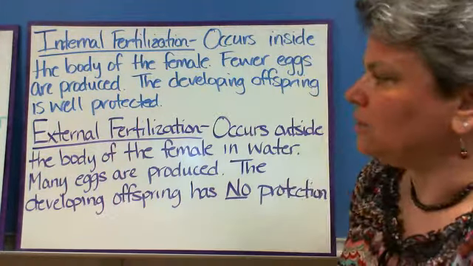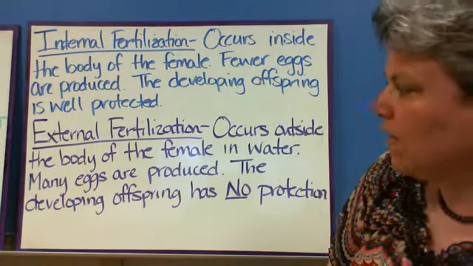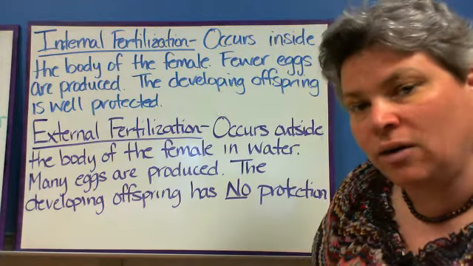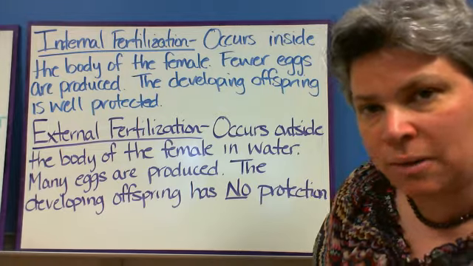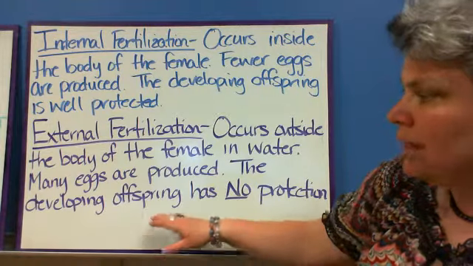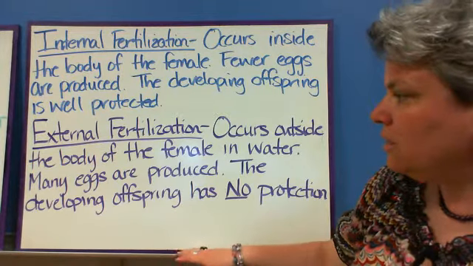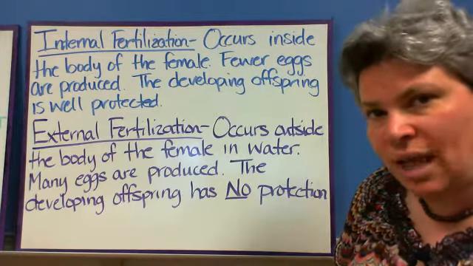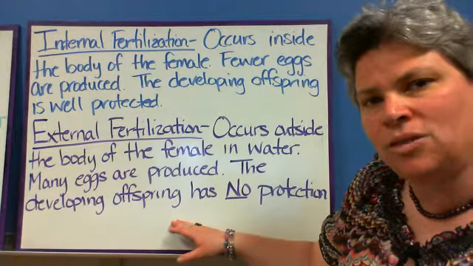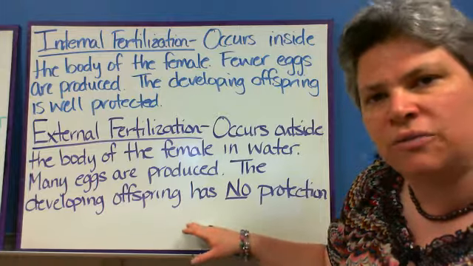So what's the other option? External fertilization occurs outside the body of the female in water, because remember, the sperm need to be able to swim, and many eggs are produced in this case. The developing offspring has no protection. So who are we talking about with external fertilization? This would be like fish and frogs.